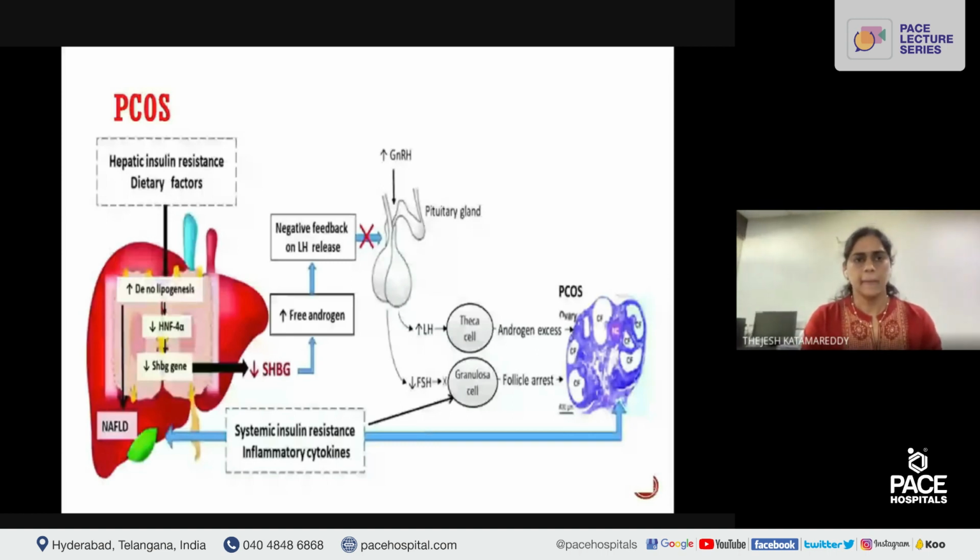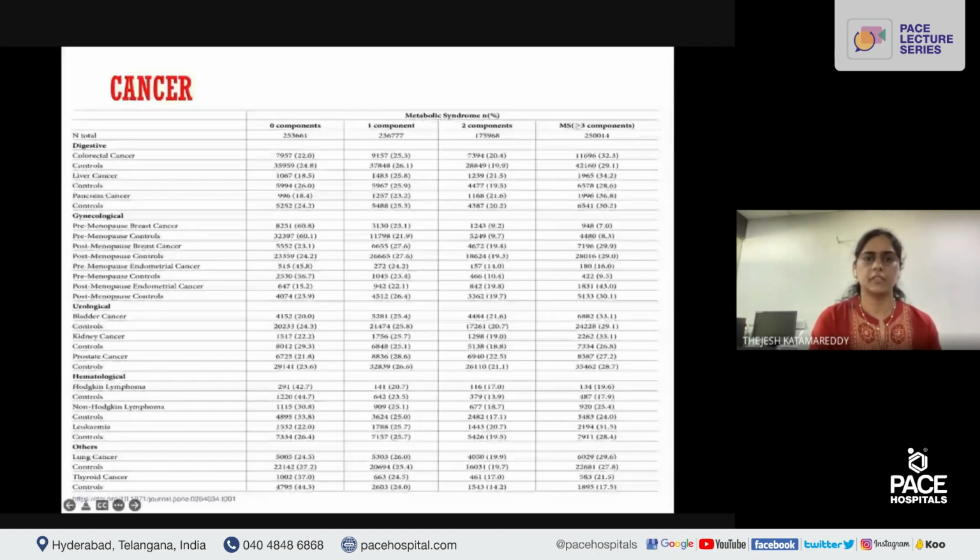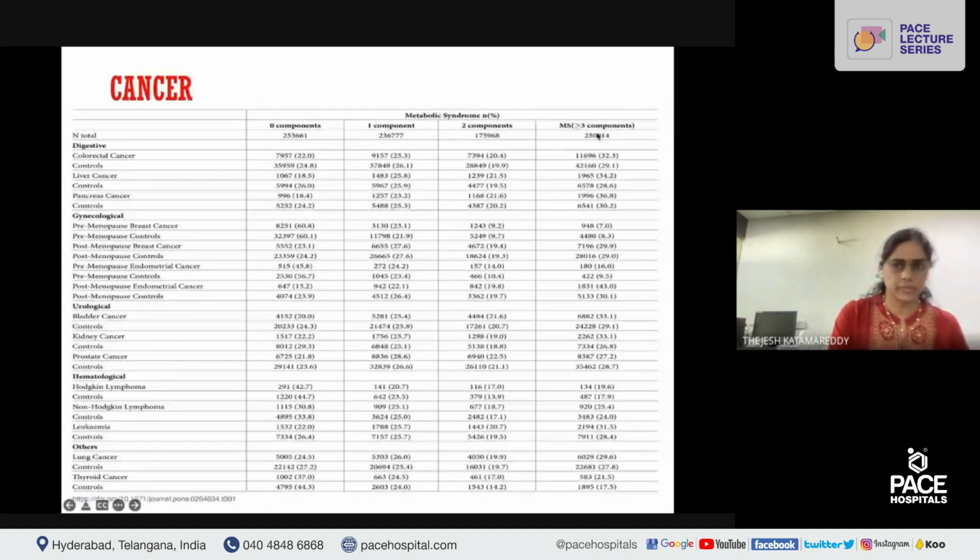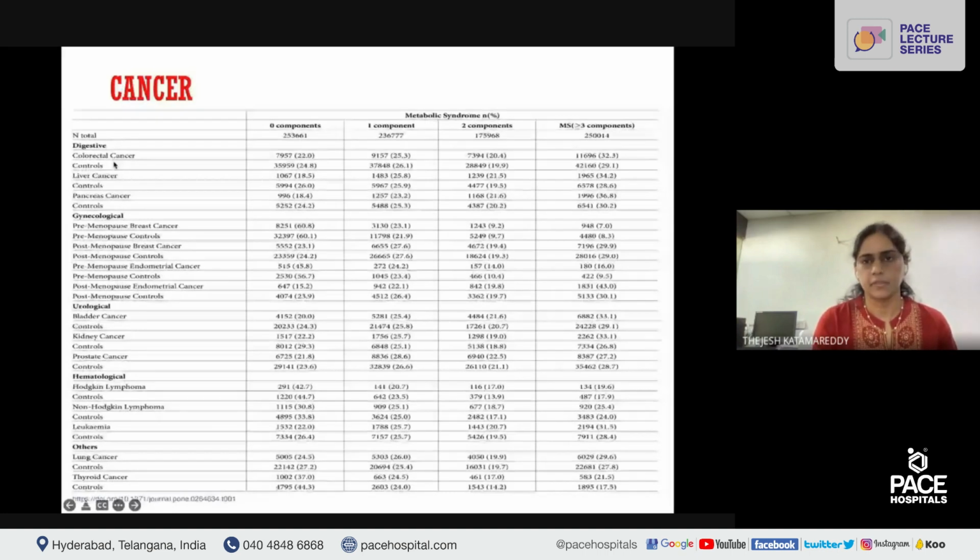So coming to cancers, these are various types of cancers which are being studied in metabolic syndrome. As already said, a minimum of 3 components are required to diagnose metabolic syndrome. Even with 1 component, 2 components, or 0 components, the cancer risk is increased. The more components there are, the more the incidence of cancers like colorectal cancer, liver cancer, and pancreatic cancer.